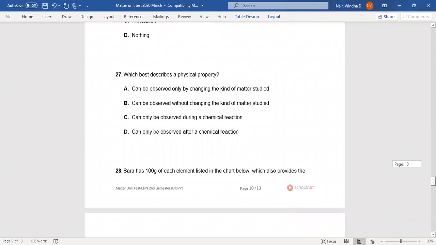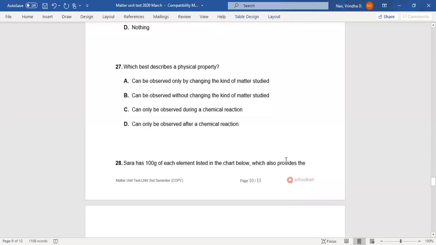Which best describes a physical property: can be observed only by changing the kind of matter studied, can be observed without changing the kind of matter studied, can be observed during a chemical reaction, or can be observed after a chemical reaction? So again, read through carefully, please, for you to answer the questions.